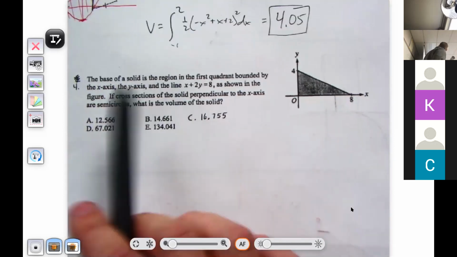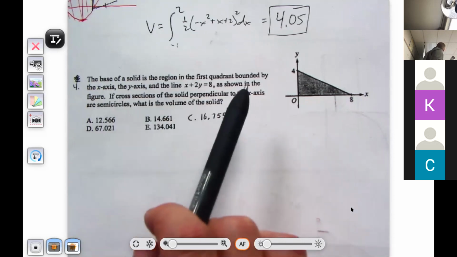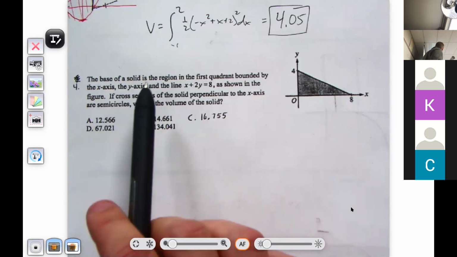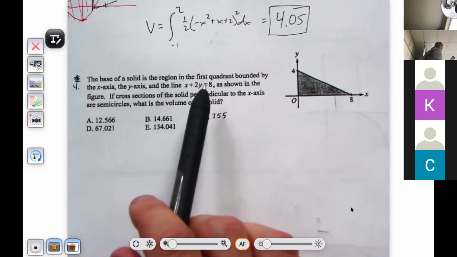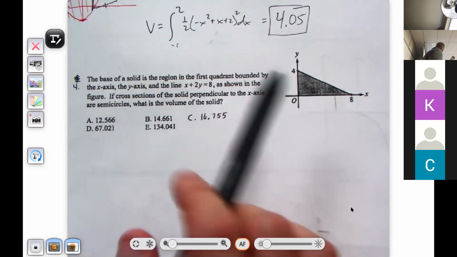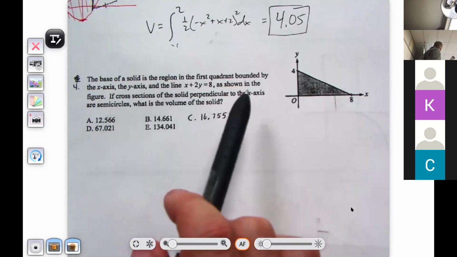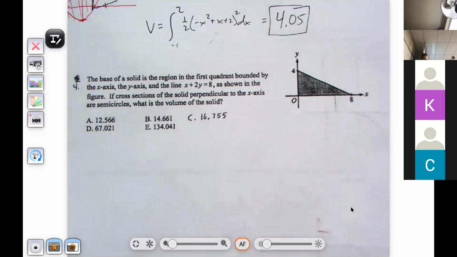Okay, the base of the solid is the region in the first quadrant shown over here in the graph, bounded by the x-axis, y-axis, and the line x plus 2y equals 8. So that's that line. Cross sections of the solid are perpendicular to the x-axis. They are semicircles this time. So now pi is going to be involved because the area of a semicircle or circles in general has pi in it. So pi will enter the picture here. What's the volume of the solid?